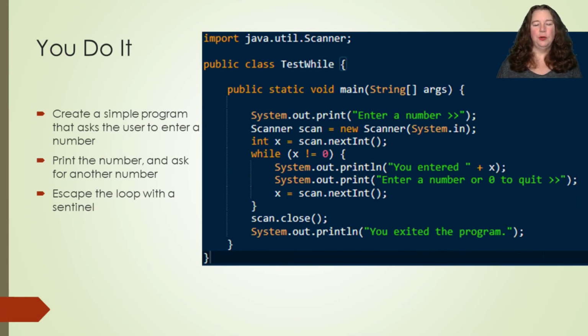Here's a section of code that you can go run and do yourself. It's not in the book. It was in a previous version, but it does give you the option of doing a while loop with a sentinel. So in this case, we are going to have the user enter a number. We're going to make sure that that number is not 0. And then we're going to say you entered this number, enter either another number or 0 to quit.